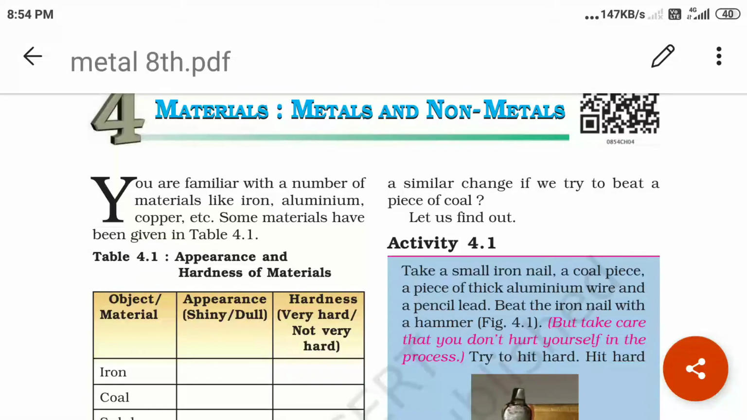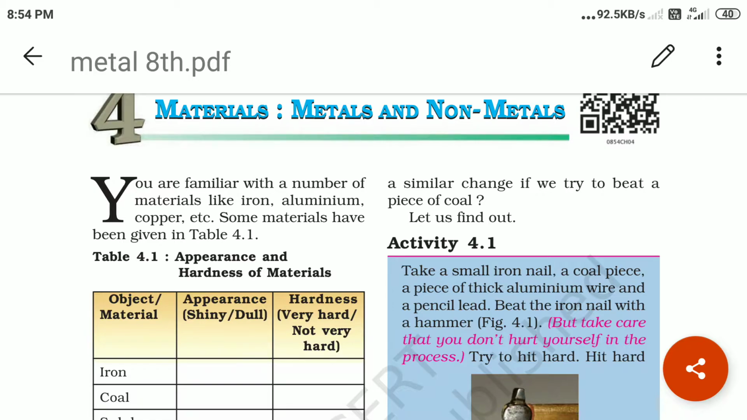Okay, in this period we are going to discuss materials. The materials are metallic materials and non-metallic materials. Here, everyone is familiar with materials. We know that iron, aluminium, copper are among the most common materials in our surroundings.